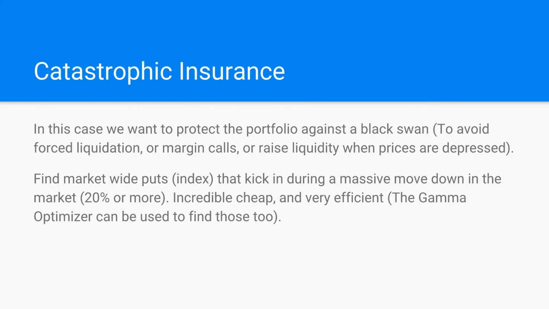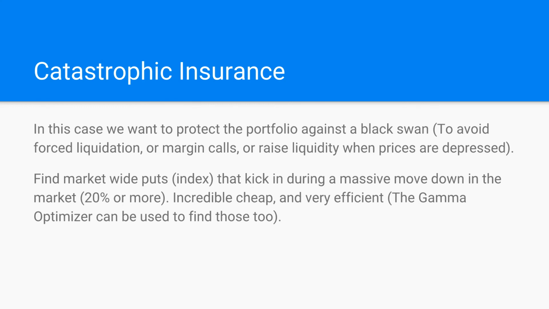So you want to protect against a black swan, and for that the way of hedging is very peculiar, because the way to hedge against a black swan is finding puts for an index. I don't care if your portfolio only has Tesla and Apple. You don't buy puts for Tesla and Apple. It makes no sense. What you buy for this catastrophic insurance are index puts.